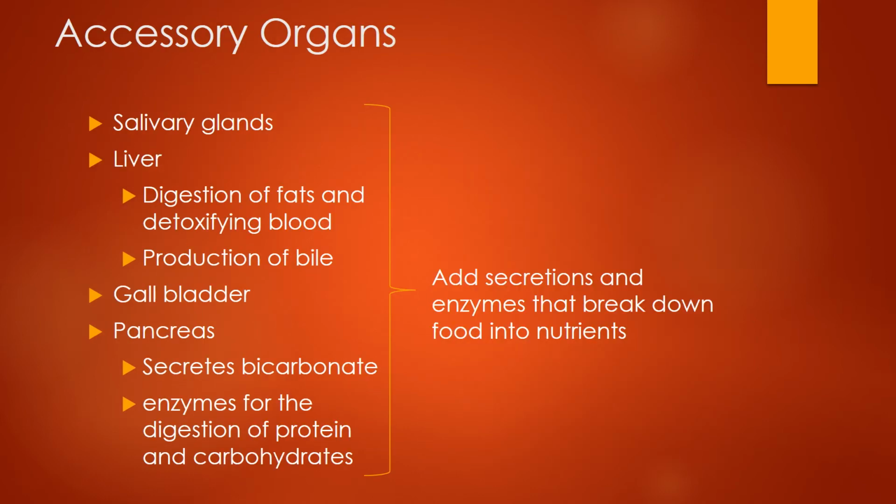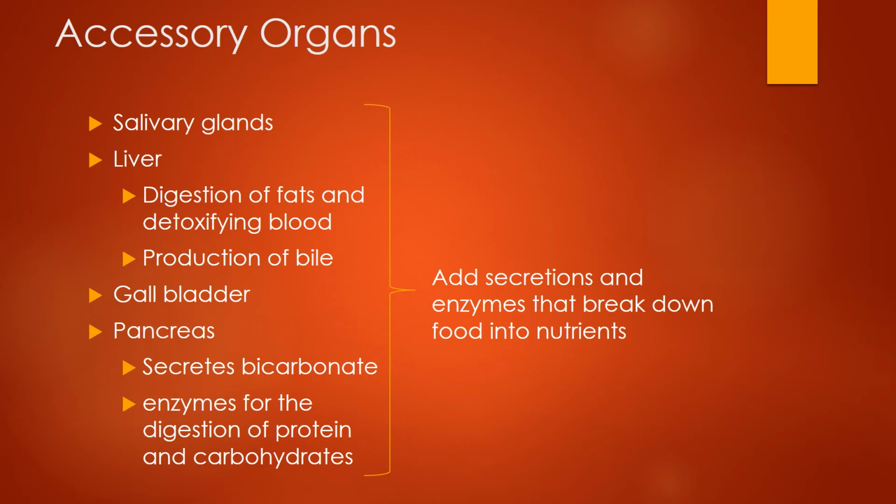The organs previously explained are the organs of the digestive tract through which food passes. Accessory organs add secretions and enzymes that break down the food into nutrients. Accessory organs include the salivary glands, the liver, the pancreas, and the gallbladder. The secretions of the liver, pancreas, and gallbladder are regulated by hormones in response to food consumption.